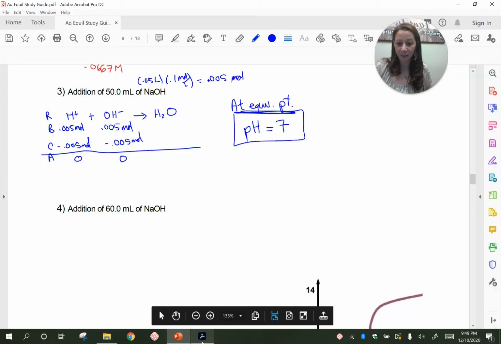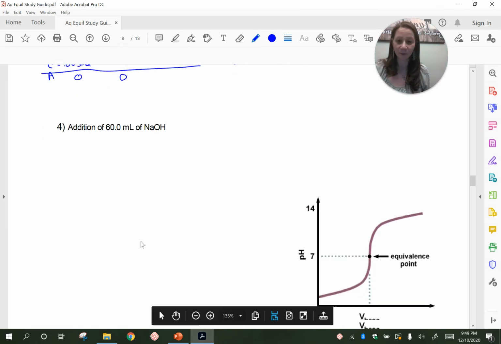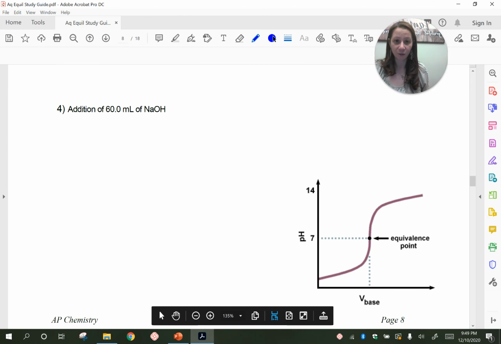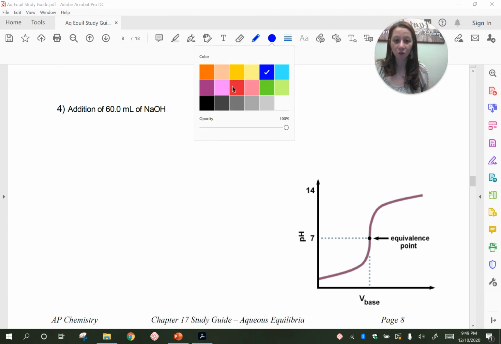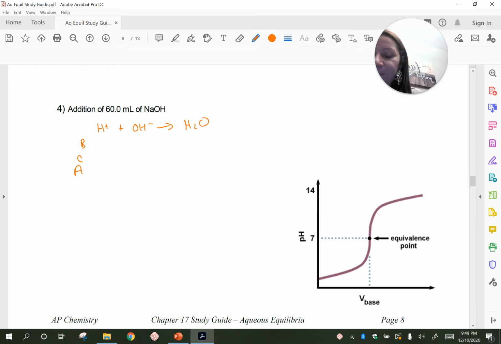Okay, let's look at what if I add even more. So what if I've reached the equivalence point, but I just keep adding NaOH? So now let's look at 60 milliliters of NaOH. Again, I'm going to do the same thing. I have an acid and a base reacting together in a titration, so I'm going to write my equation for the reaction, one arrow. I'm going to do a BCA table, and my acid is still 0.005 moles.